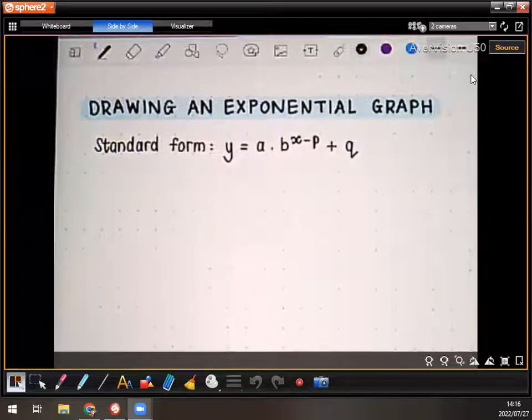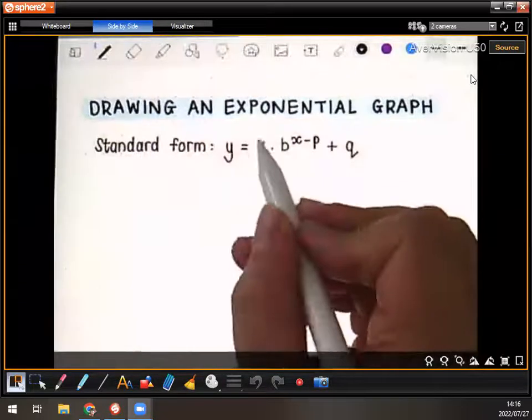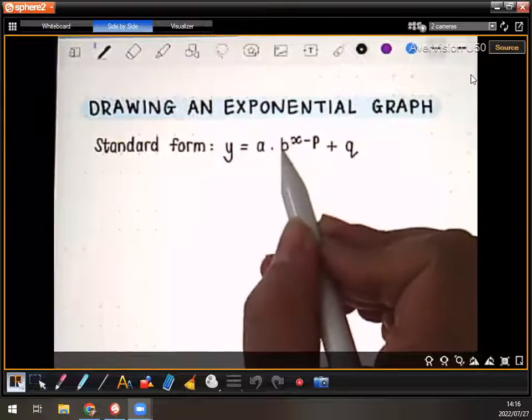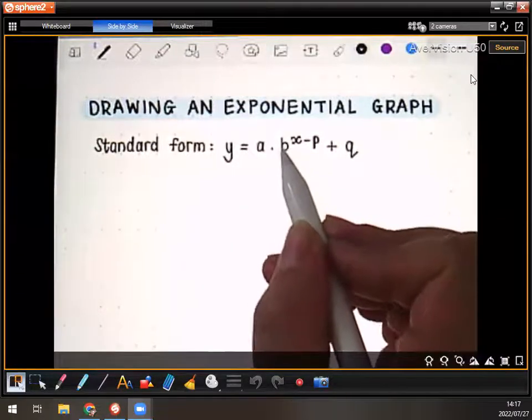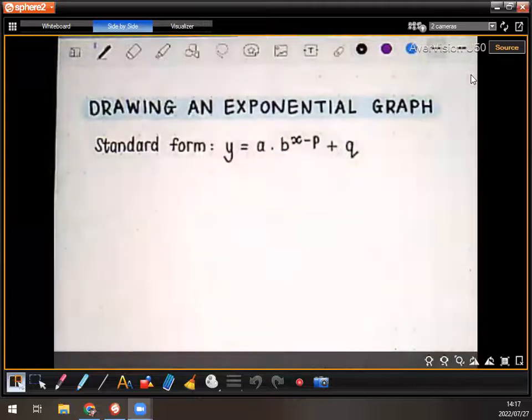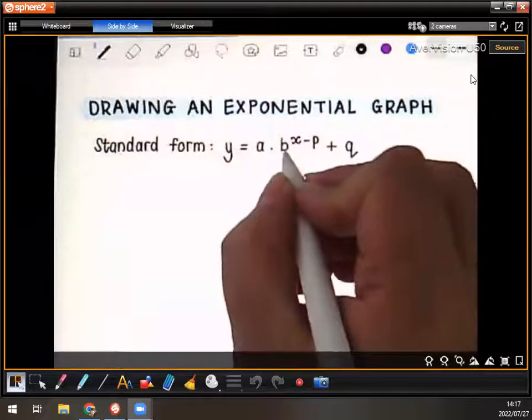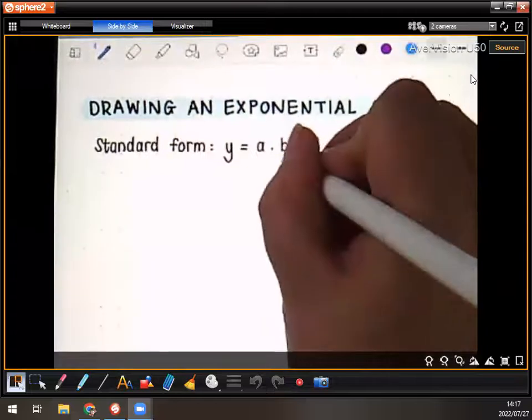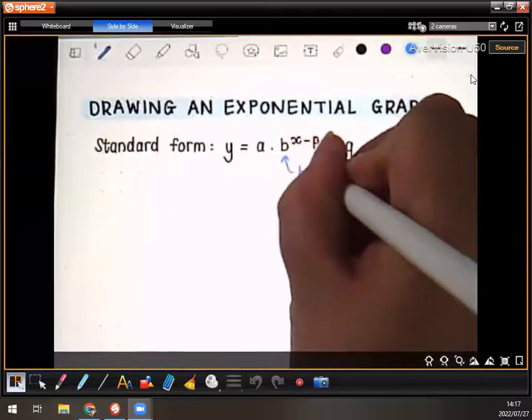The exponential graph is the only graph that actually has 4 variables in the standard form. So we have A, and then we have B. Now guys, B is always the number that is the base of the exponent. Okay, so sometimes you won't be able to see A. You'll see now, I'll write down some examples. So the B value is always the base of that exponent.